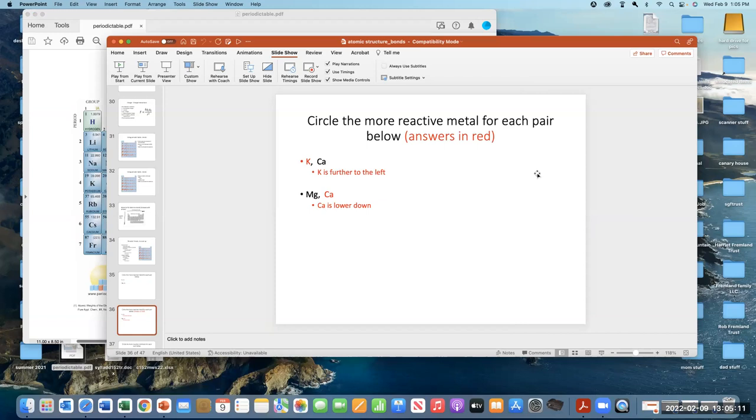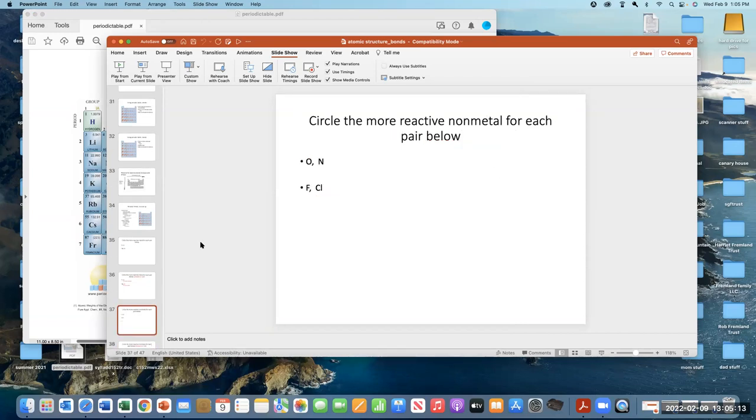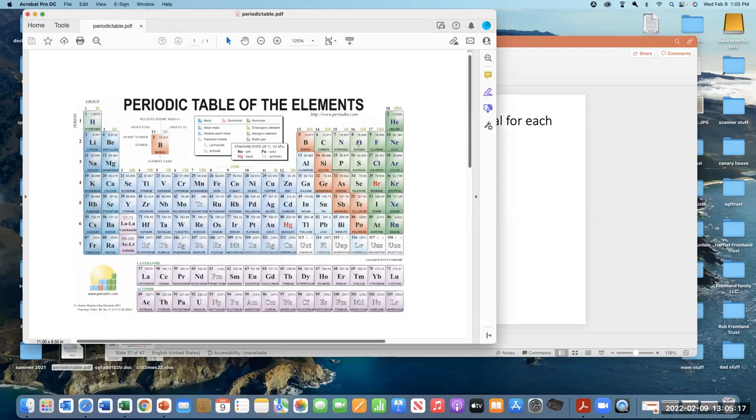Now let's try it with nonmetals. All right, so here's two nonmetals, oxygen and nitrogen, so right here. Which of these two would you expect to be more reactive, oxygen or nitrogen? Nitrogen. Okay, I had one oxygen. Oxygen, because nonmetals become more reactive as we go to the right.